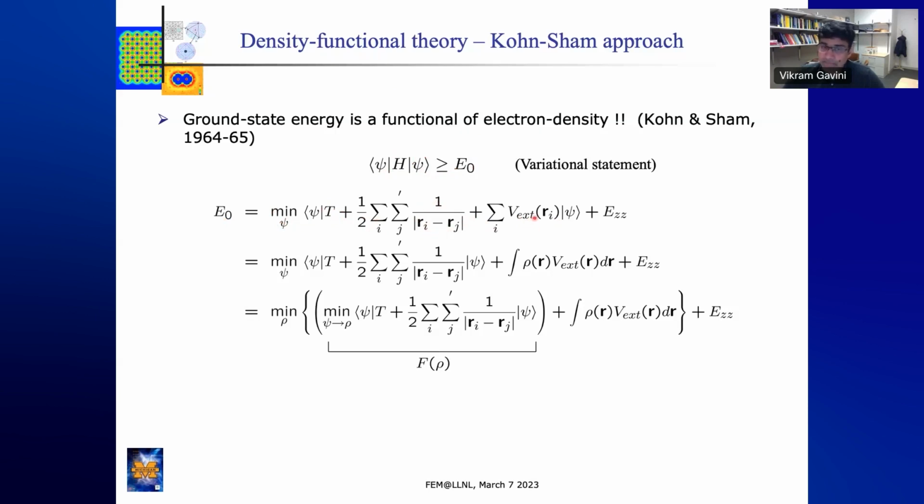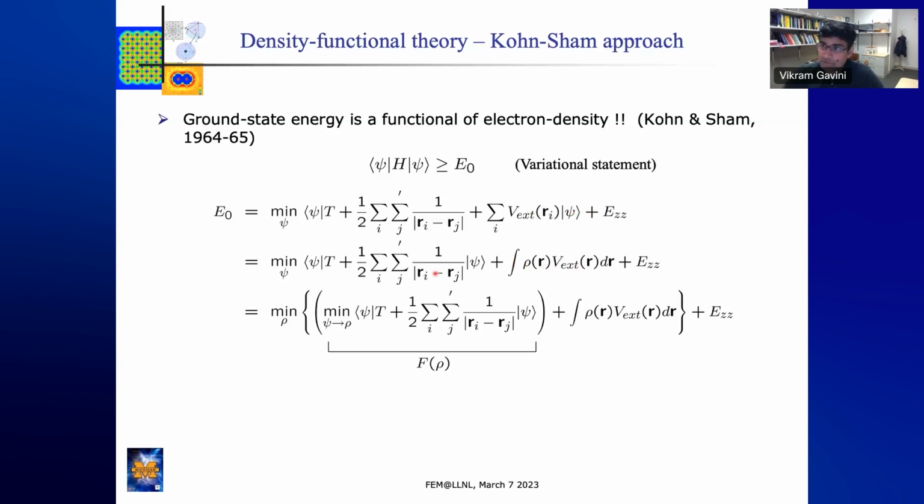And this is the interaction between the electron and the nuclei, which can be thought of as the external potential that the nuclei are providing for the electrons to move in. E_ZZ is the nuclear-nuclear repulsion, which is treated in a classical manner under the Born-Oppenheimer approximation. Now this V external of R_i is a single electron operator. That is, it depends at a time only on the position of a single electron. So psi times this particular quantity in a product with psi reduces to this form, which is the integral of the electron density times the external potential.